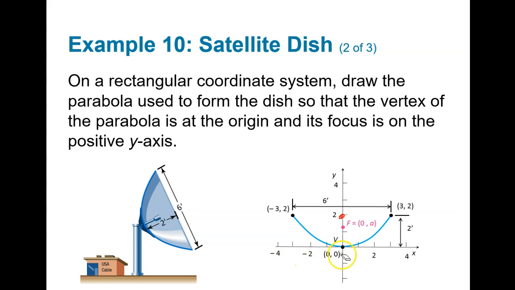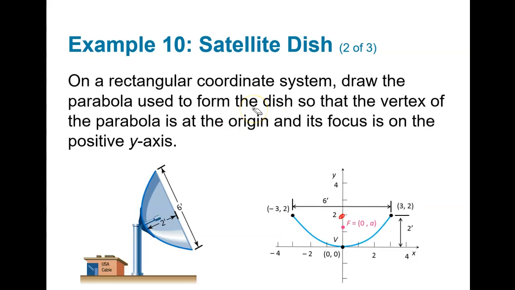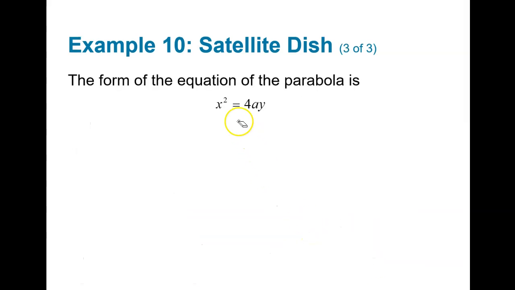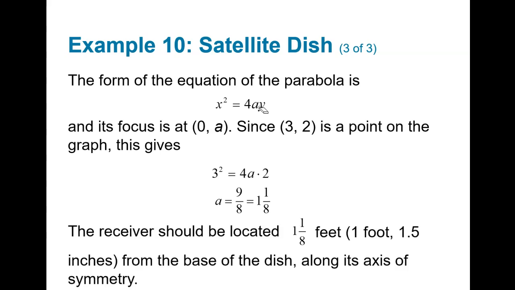That means the focus is going to be the value of A in this equation when we plug in either of these points on there, because that's like our latus rectum. Anything with an x coordinate and a y coordinate on there is part of the parabola, so I can use any of those. 3, 2 on there. I can square 3, put 2 in there for y, and that gives me an equation I can solve for A. So A is, in this case, if you do the math, 9/8 or 1 1/8. So we should put it about 1 1/8 feet from the base of the dish.